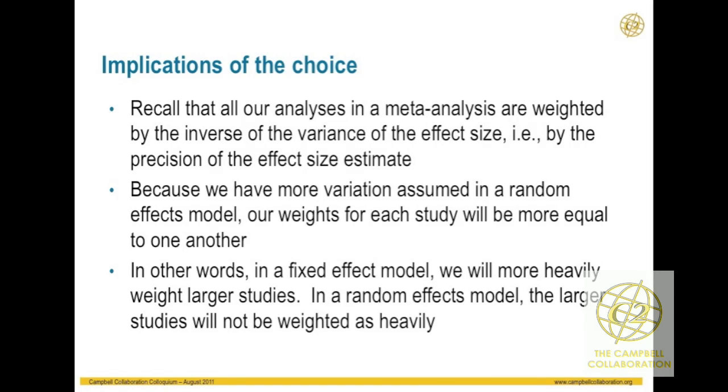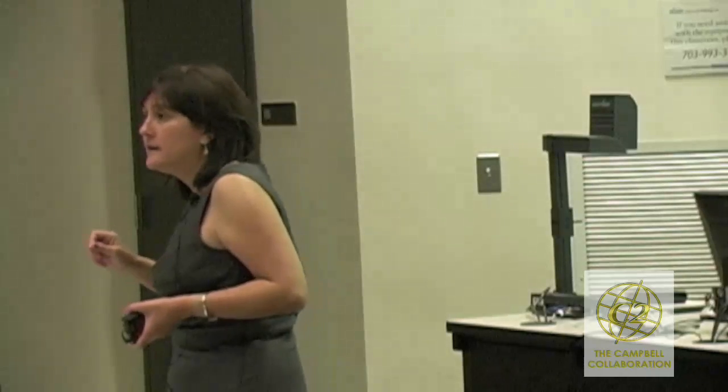But if we add tau squared to the variance of each of our effect sizes, you can see that we're making those variances closer together, look more like each other, have less difference between them. So in a fixed effects model, we more heavily weight larger studies. But in a random effects model, larger studies are not going to have relatively as much weight as they did in a fixed effect model.